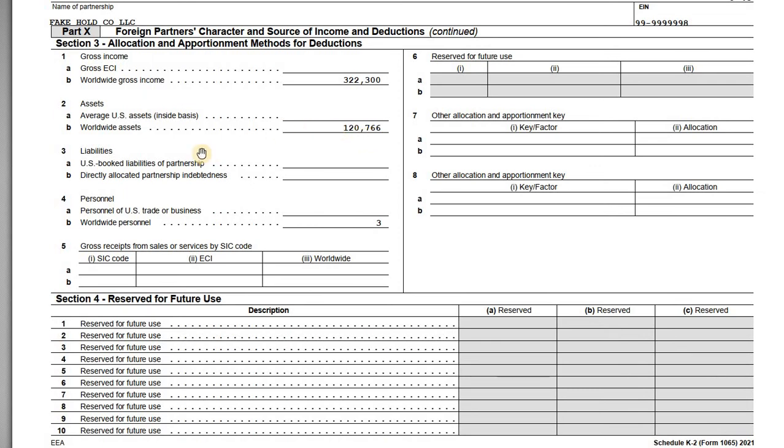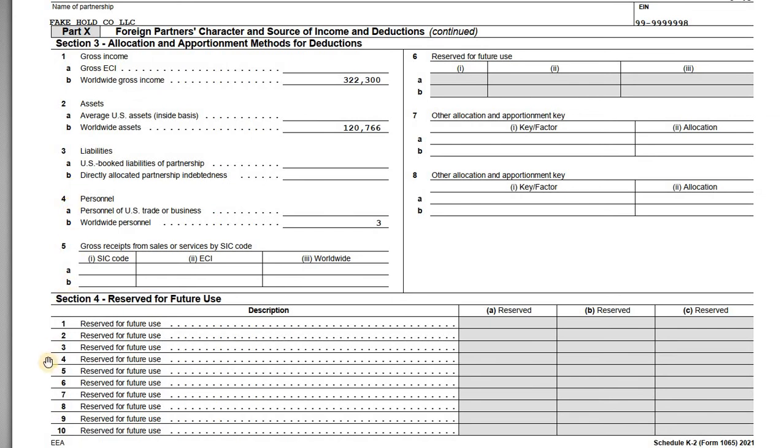And then U.S. liabilities, same issue, right? So we're trying to find out U.S. book liabilities, those liabilities on the books that are directly related to the effectively connected income earned by the company. In this case, we certainly have liabilities, but they're not liabilities connected with this U.S. trade or business or U.S. ECI because we don't have any. And then directly allocated partnership indebtedness is a reference to certain qualifying non-recourse indebtedness, which we don't have any of that either.